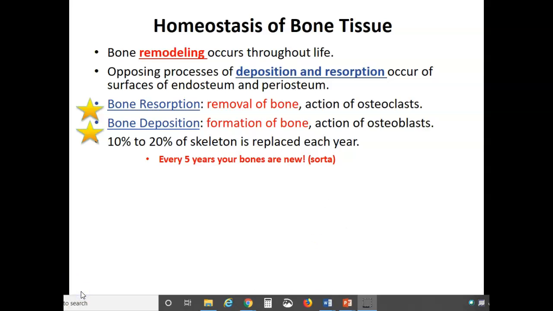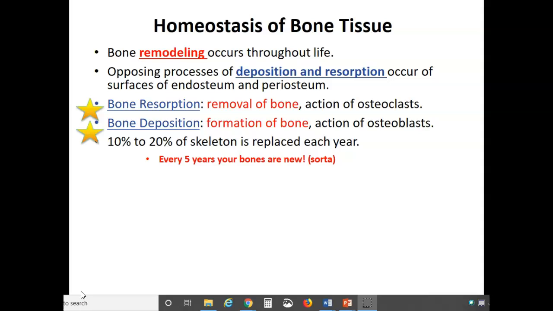The other terms that are important to know are bone resorption and bone deposition. And this is all really important for the whole homeostasis, making sure you have calcium in your blood, but it's also important because as your bones undergo remodeling, I already mentioned in the last slide, it makes them stronger. So bone resorption is the removal of bone. Resorption, removal, R and R. It's not too bad to remember. And this is done by the osteoclasts. Now, bone deposition is going to be the formation of bone, putting calcium and phosphate back into the extracellular matrix.